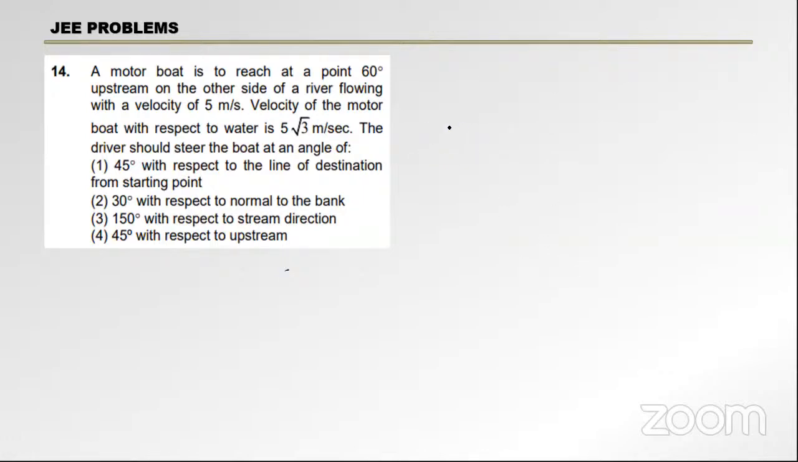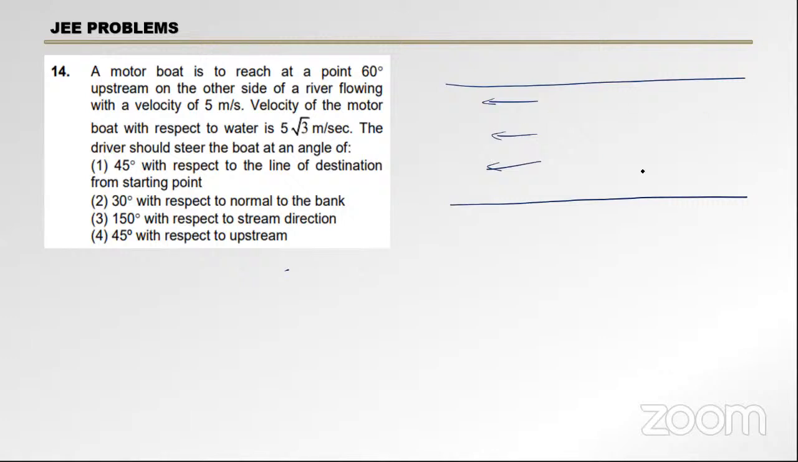Chalo. So we'll take the feel of this question, right? A motor boat is to reach a point 60° upstream. That means there is a motor boat. It is in the water, which is flowing at some rate. So let's make that diagram. This is the river. Water is flowing upstream. Let's say water is flowing like this.